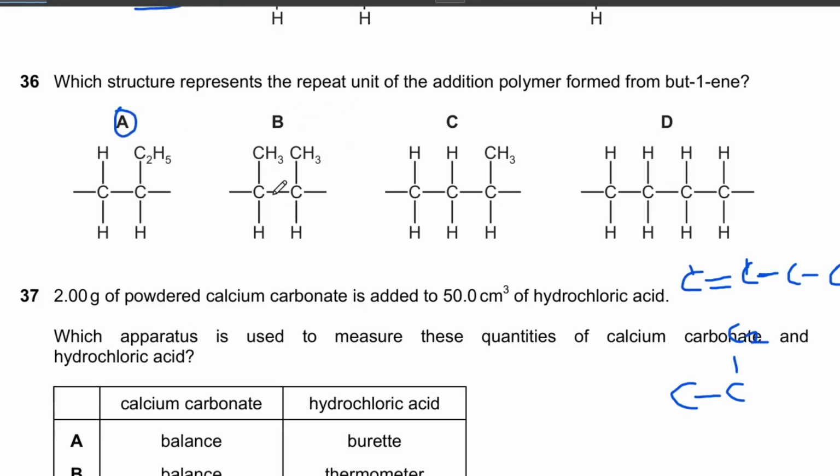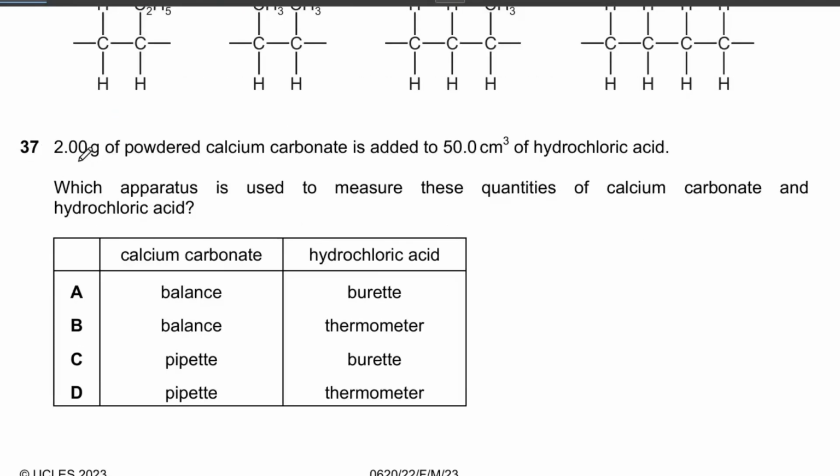B would have been correct if it is but-2-ene. That means the double bond is here. So you have this carbon and this carbon, this carbon and this carbon. But it's but-1-ene. So it's between the first 2 carbon atoms and the remaining 2. Look at them here.